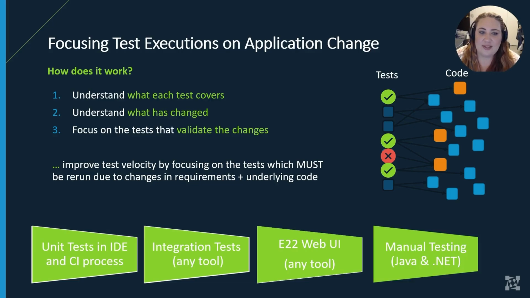Even manual testers can benefit from test impact analysis, receiving clear, targeted lists of test cases to run each sprint based on recent code changes. This helps teams to validate updates more efficiently while maintaining their test coverage for Java and .NET applications.